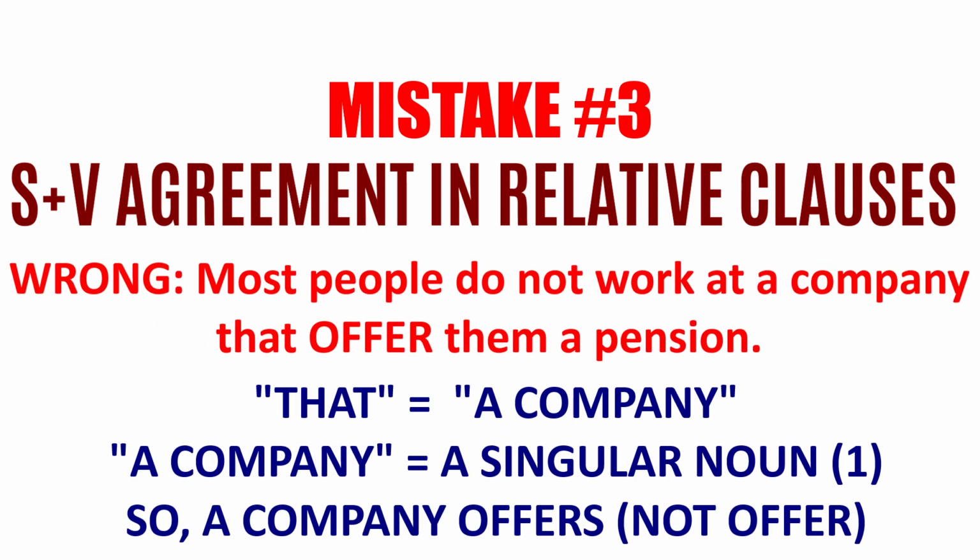Another example, most people do not work at a company that offer them a pension. That is describing the company, a company, just one. So therefore, a company offers. Do you ever do this in your adjective clauses? Maybe. Just be aware that you might need an S, you might not. It depends on the word before the marker.